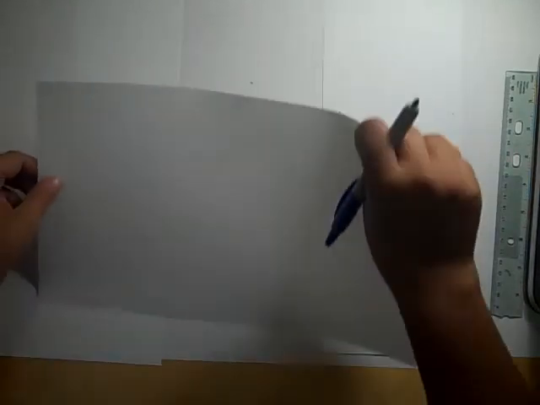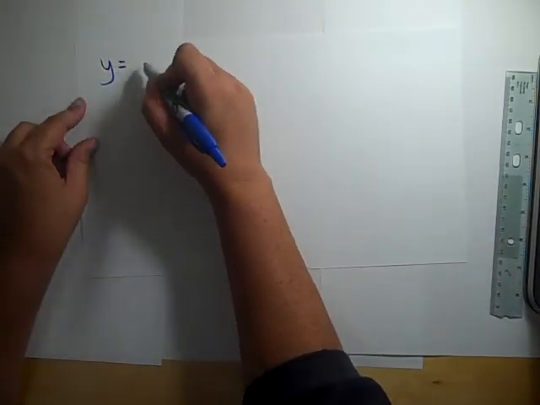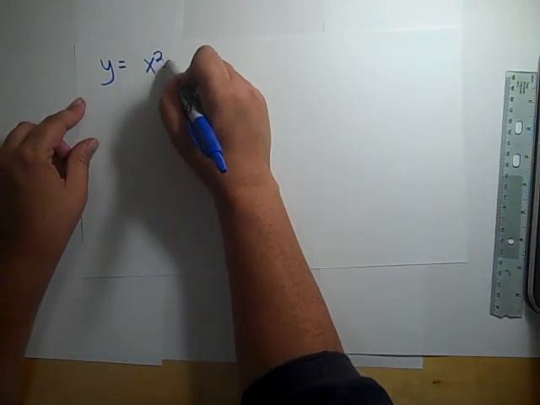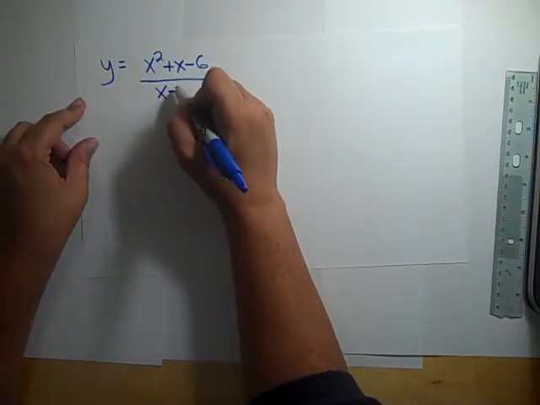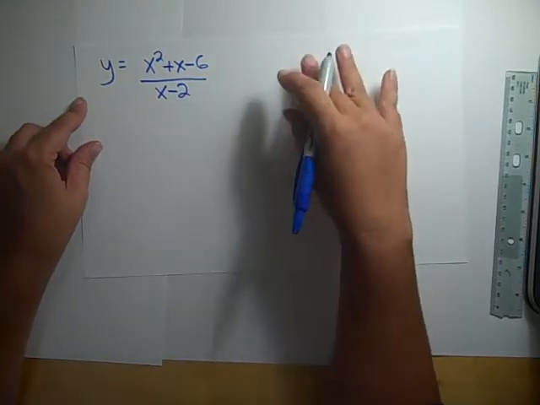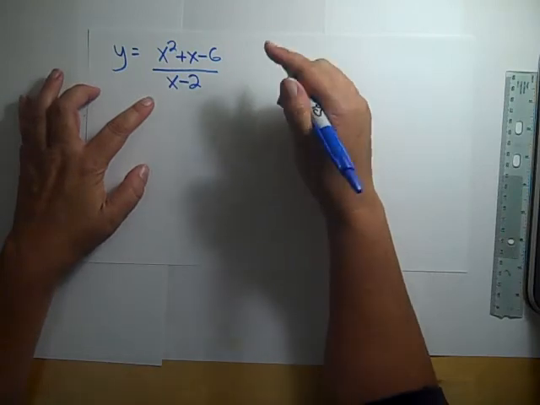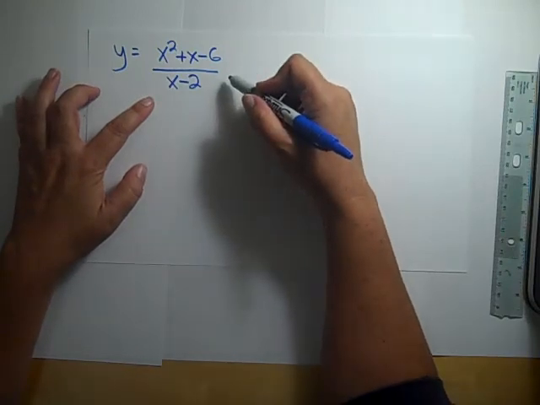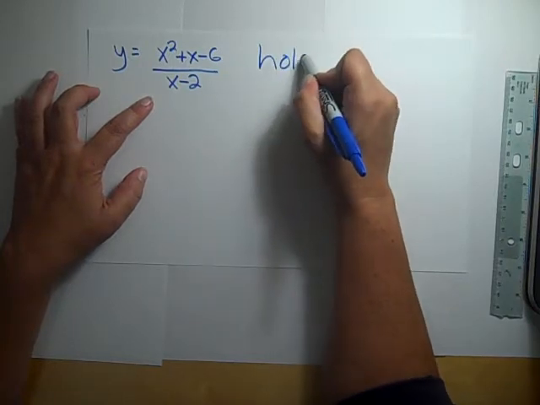Number 10, let's write a piecewise function that makes y equal x squared plus x minus 6 over x minus 2 continuous at x equals 2. So this is not continuous at x equals 2. If you plug in 2, you find that you get 0 over 0. So there's a hole in the graph here.